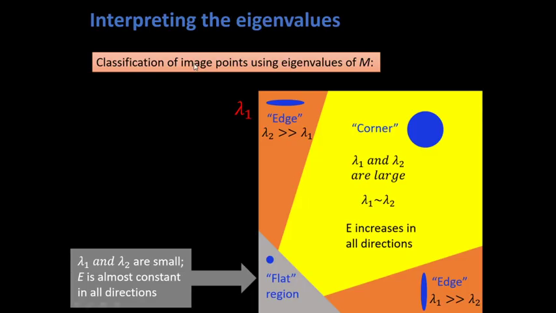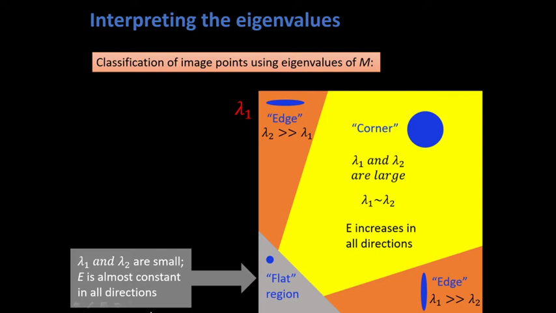Okay, so classification of image points using eigenvalues of M. So this is my lambda 1 and this is my lambda 2. If lambda 1 and lambda 2 are small, can I say E is almost constant or equal to 0 in all the directions? That indicates a flat region or a homogeneous region, where lambda 1 and lambda 2 are small and E is almost constant in all the directions.